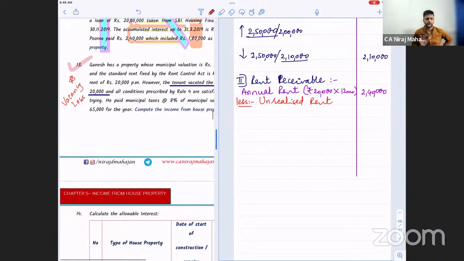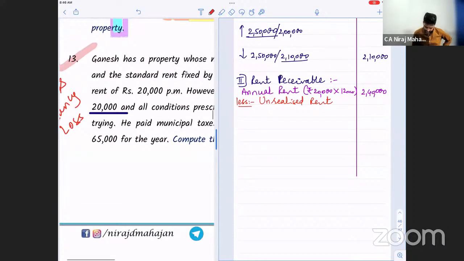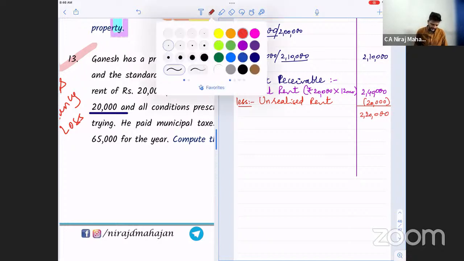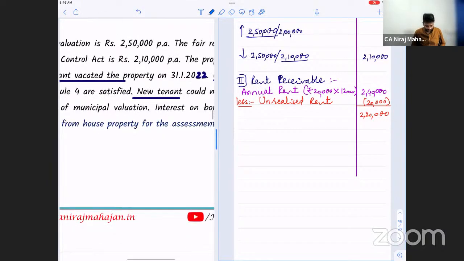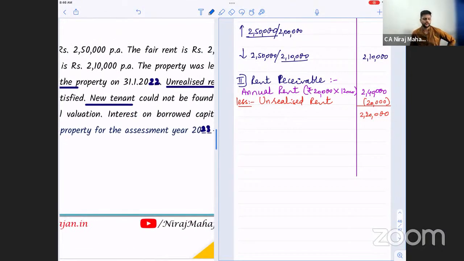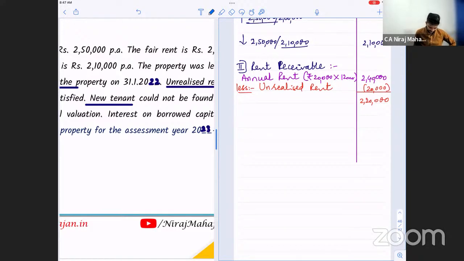They have directly given you the figure 20,000 rupees. So this figure comes to 2,20,000. Still, which is higher, 1 or 2? Step 2 is still higher. But is there vacancy loss? Yes, there is vacancy loss. The tenant left on 31st January. So there is a vacancy loss of how many months? 2 months. But at what rate? 20,000 rupees rate, because that was rent going on. Correct? So very important now.